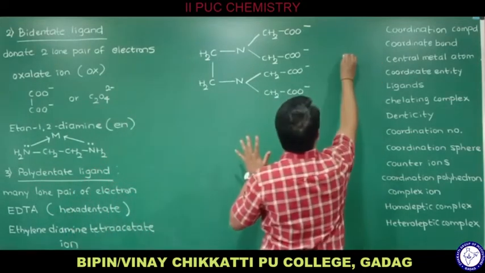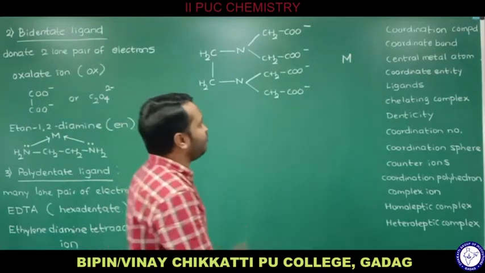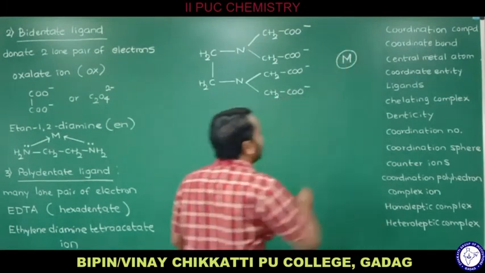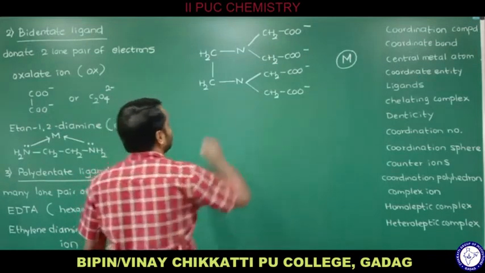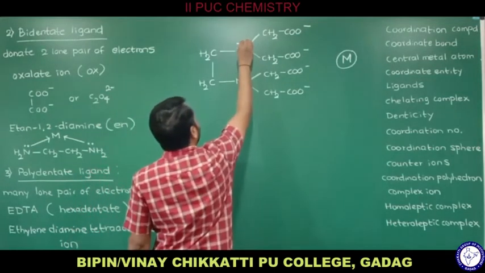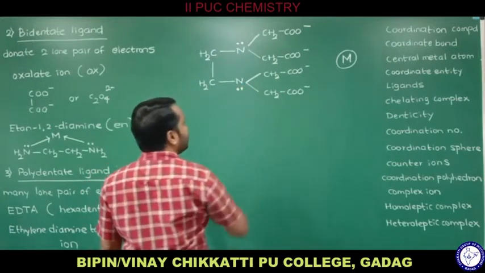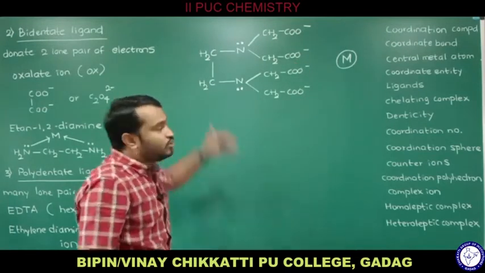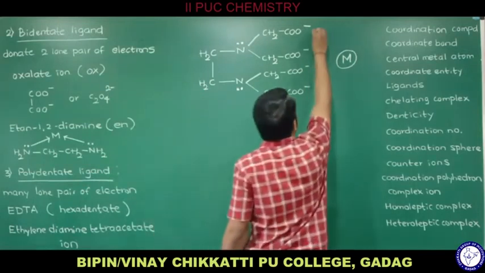So now let me consider, here I have one central metal atom, in general M. So central metal atom we have, and this EDTA, and if it approaches the central metal atom, that donates 6 lone pairs of electrons. How actually 6 lone pairs of electrons? Here on this nitrogen we have one lone pair of electrons, and on this nitrogen we have one lone pair of electrons, and we have 4 acetate ions. So these 4 acetate ions are going to donate a lone pair of electrons. So I can show in this manner.